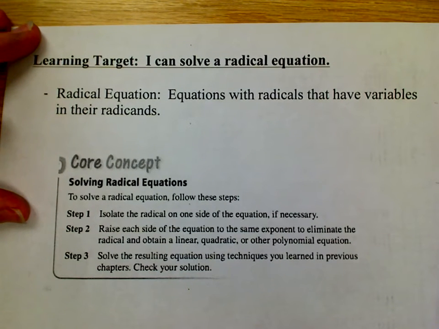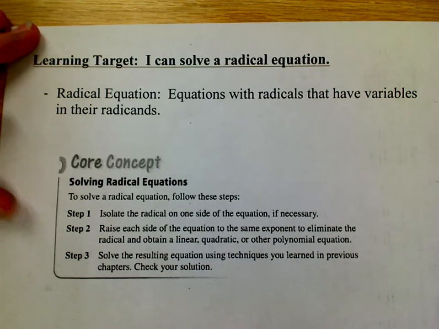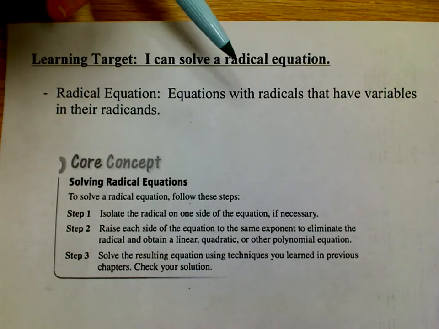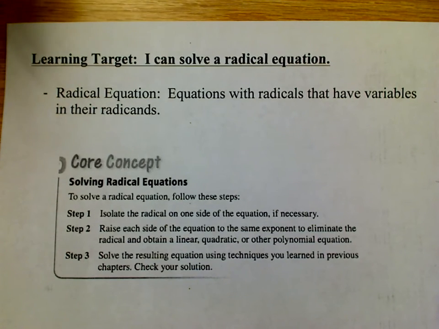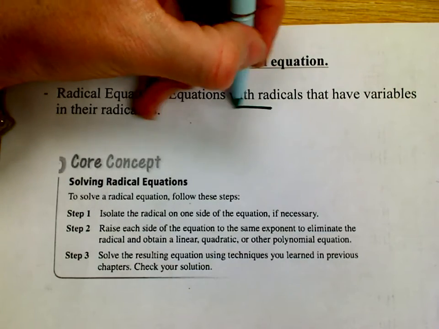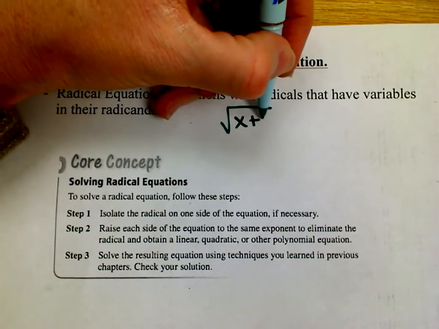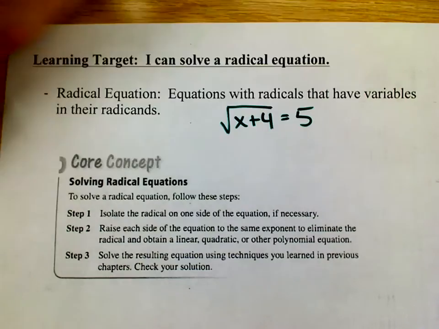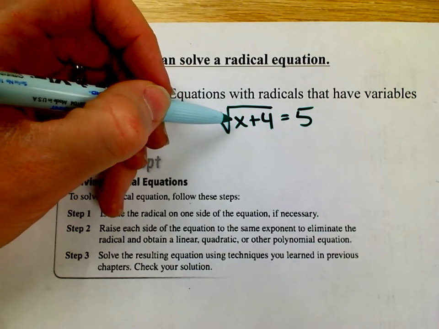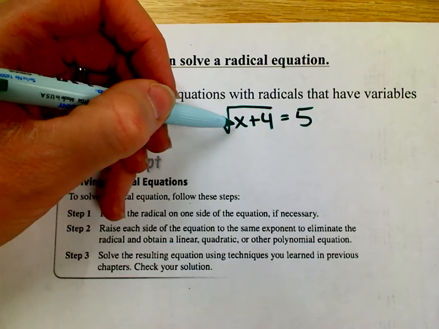This video focuses on the learning target. I can solve a radical equation. A radical equation is an equation with a radical where the variable is in the radicand. An example would be the square root of x plus 4 equals 5. Notice that the part that we're going to be solving for, our variable, is underneath the radicand.